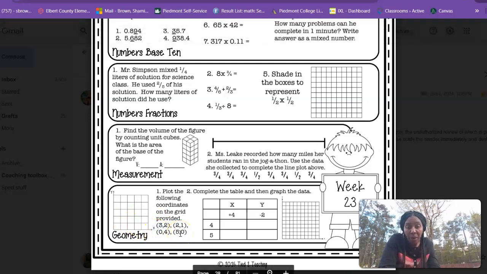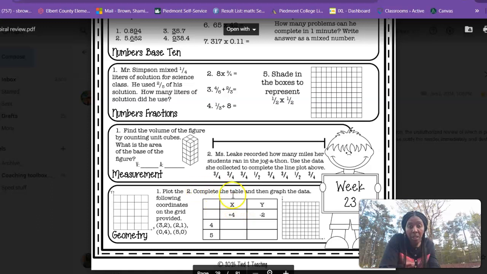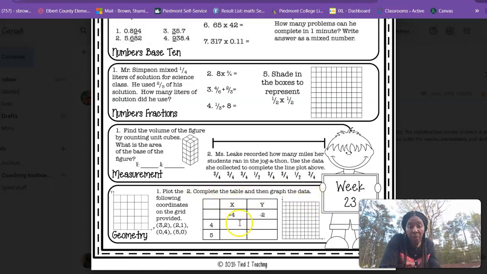My time's about to run out, so I'm going to complete this. This says complete the table and then graph the data. So they give you the chart. They tell you to add 4. So you add 4 to 4 to get 8. Then you subtract 2. So you do 4 minus 2 to get your number here. And then you do the same thing, 4 plus 9 to get this number. Then 5 minus 2 to get your number here. And then whatever your coordinates are for this, you would plot it on the graph. And that is it.